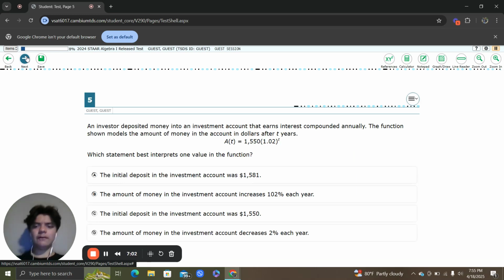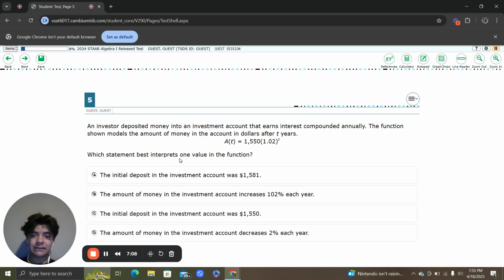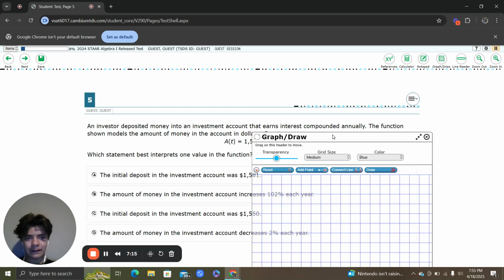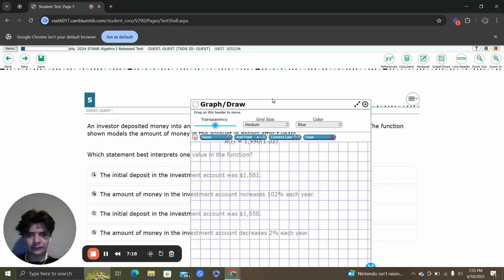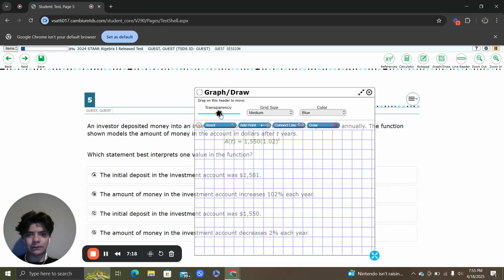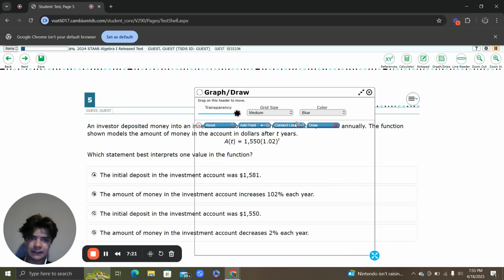Okay, so an investor deposited money in an account. The function shows money in an account after t years. What statement best interprets one value of the function? So it's asking, like, what is the value of this function? So we're going to get our graph, and we're going to just label these values. So what is an exponential graph, okay? Exponential function, that's what it is.